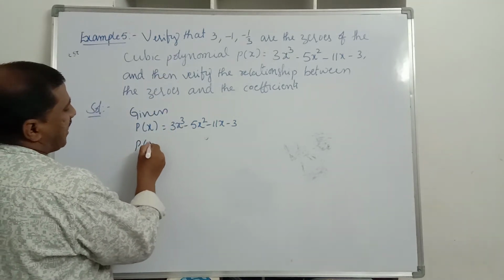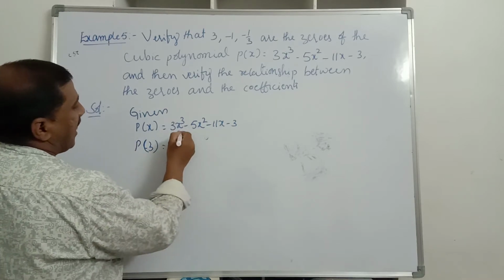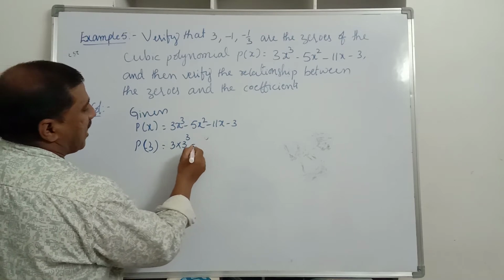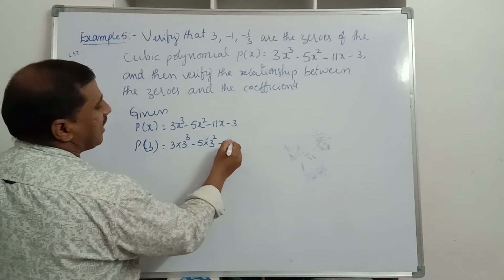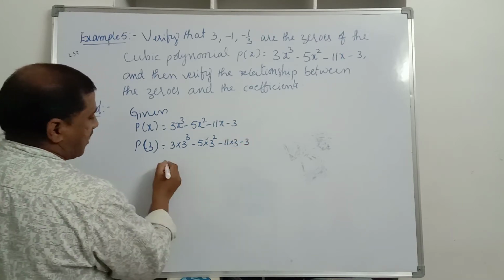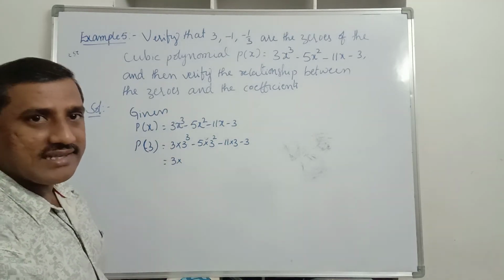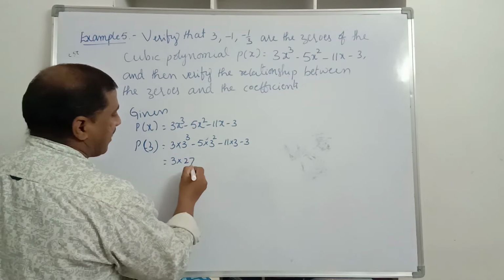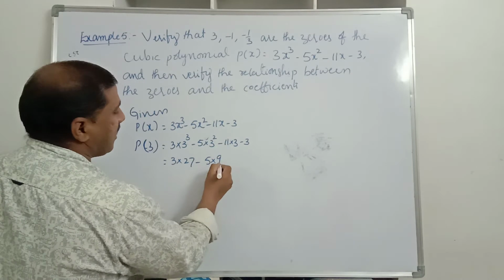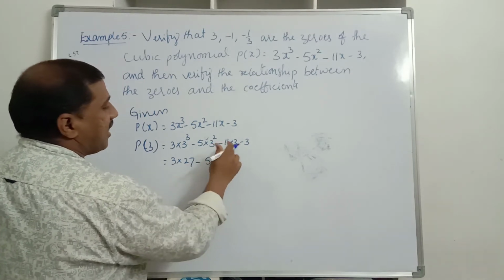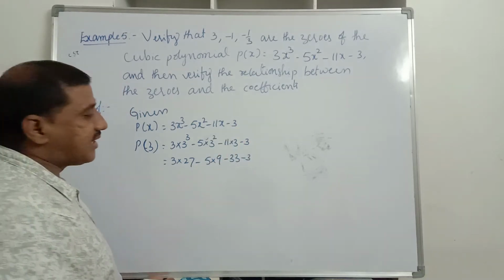So p of 3 means x equals 3. Substitute x equals 3. That is 3 into 3 cube minus 5 into 3 square minus 11 into 3 minus 3. That is equal to 3 into 3 cube, which is 3 into 3 into 3. 3 3s are 9, 9 3s are 27, minus 5 into 3 square, which is 3 into 3, it is 9, minus into plus it is minus, 11 into 3 it is 33, minus 3.